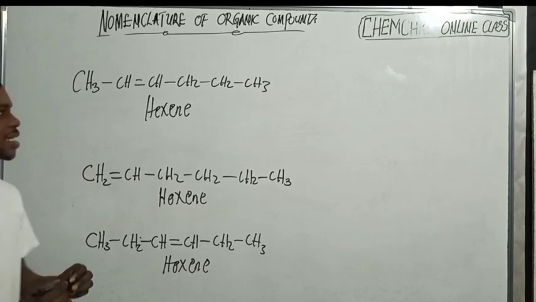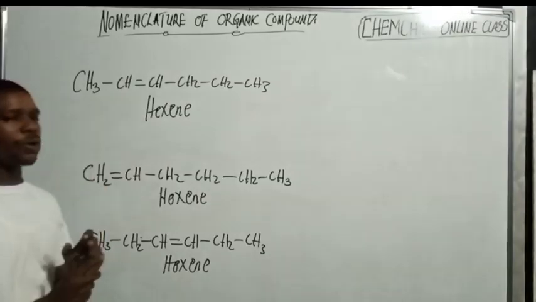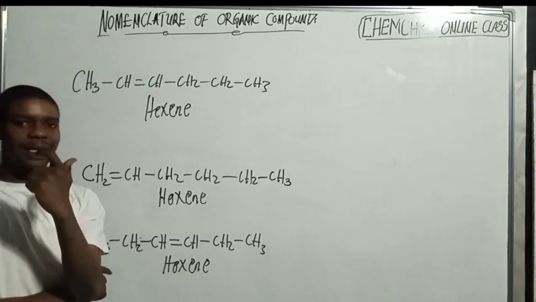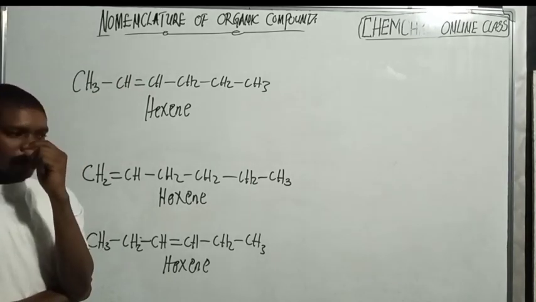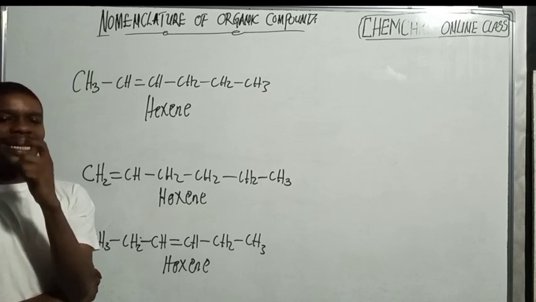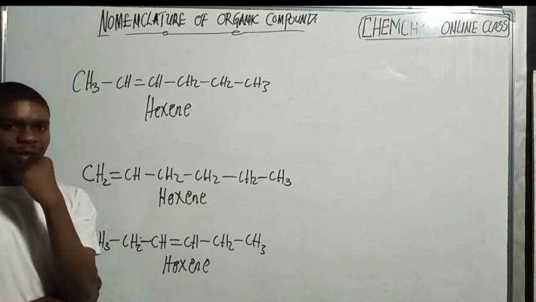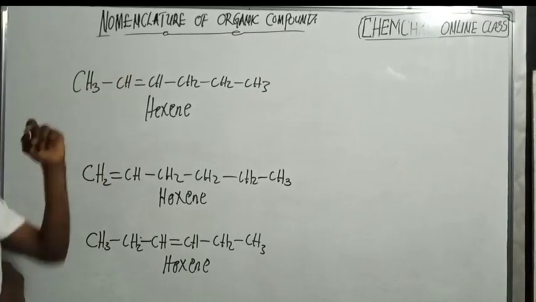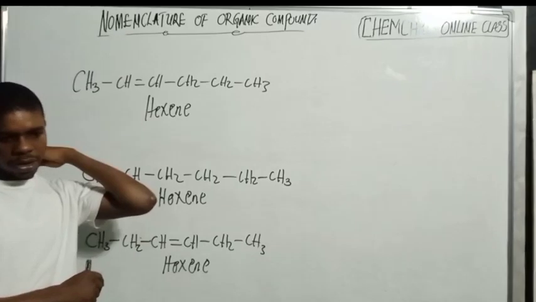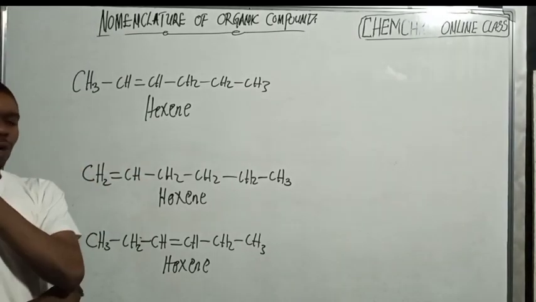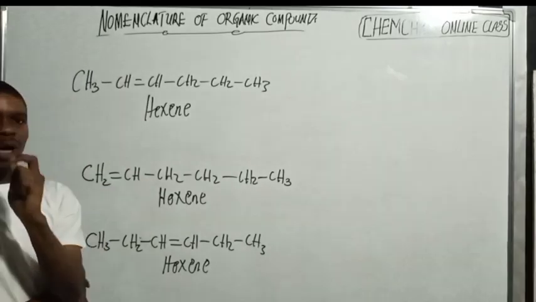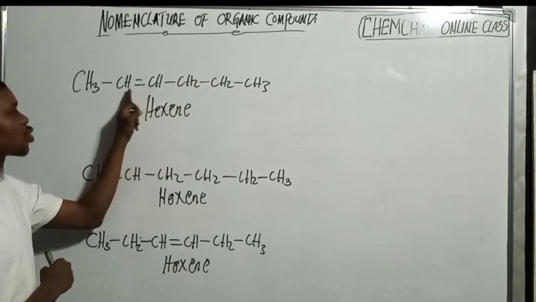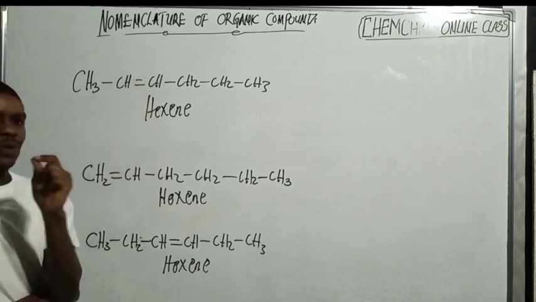Can you see that? But you find that the positions of the double bond are not the same. Here it is at this carbon atom here. Now, what you want to understand here is that when you're naming organic compounds, the functional group must have the lowest possible number. Do you understand? So here we have this double bond, and the double bond should have the lowest possible number.